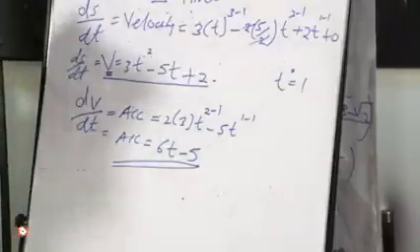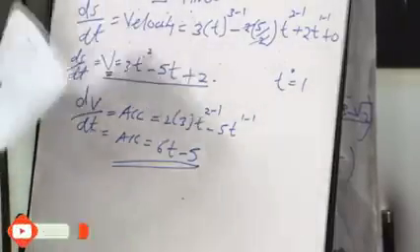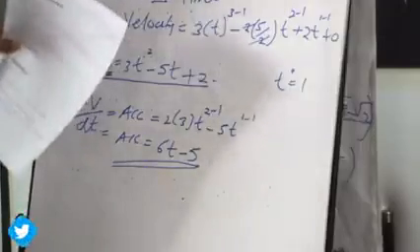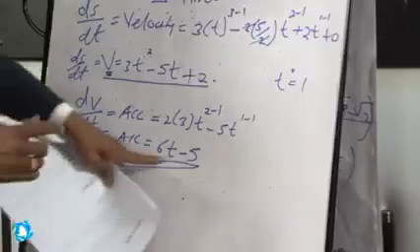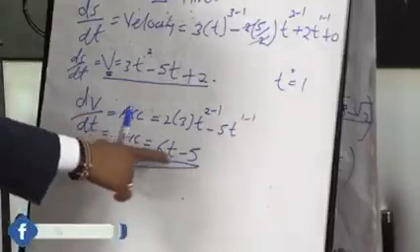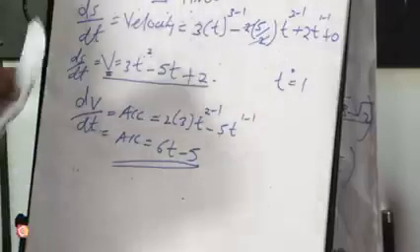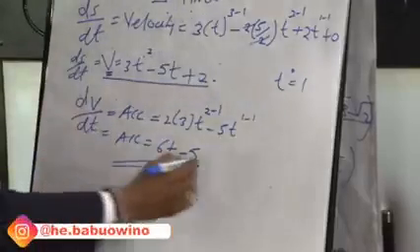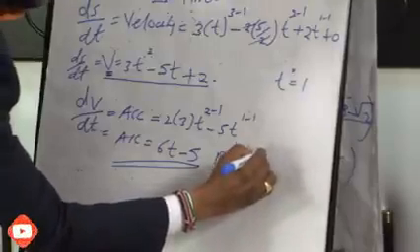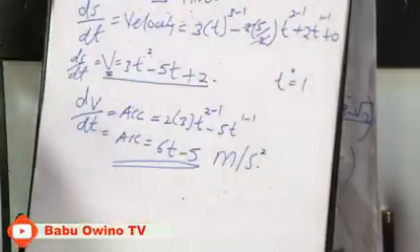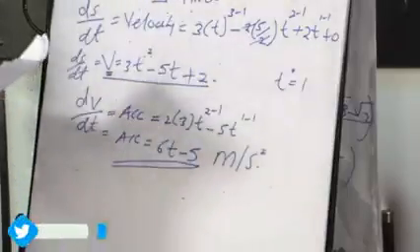But what is the question saying? Find the acceleration after t seconds, because the question is not specific about which time. Therefore, we just say the acceleration is given by 6t minus 5, but the unit is very important. The SI unit of acceleration is meters per second squared, which is meters per second per second.